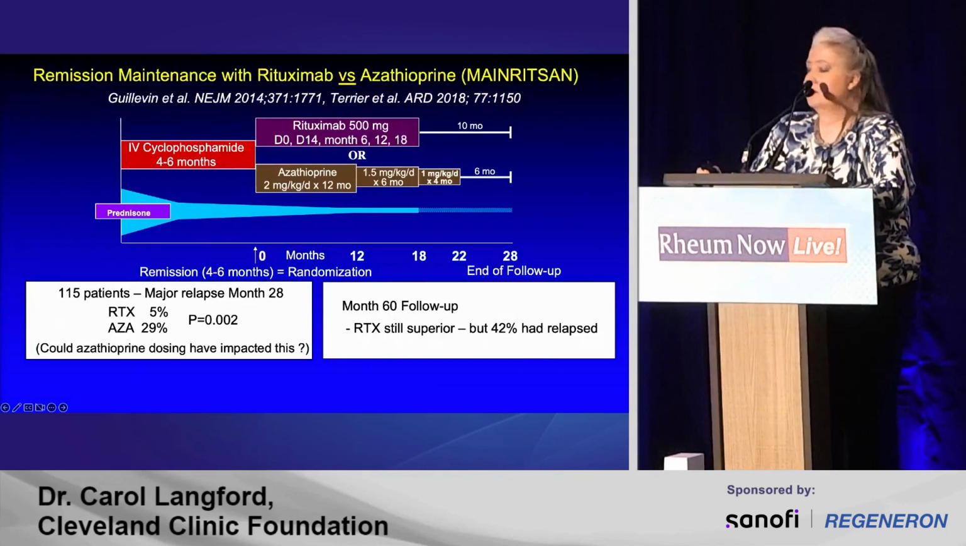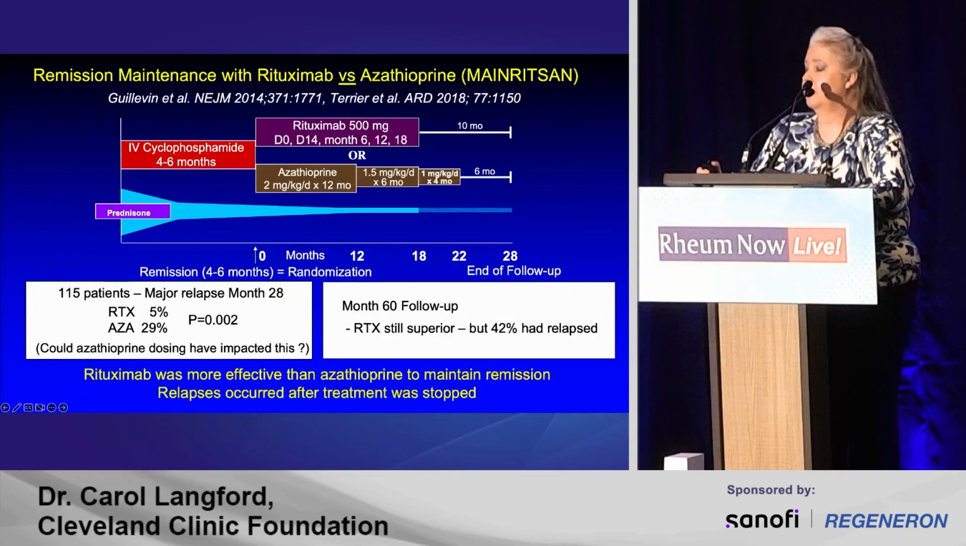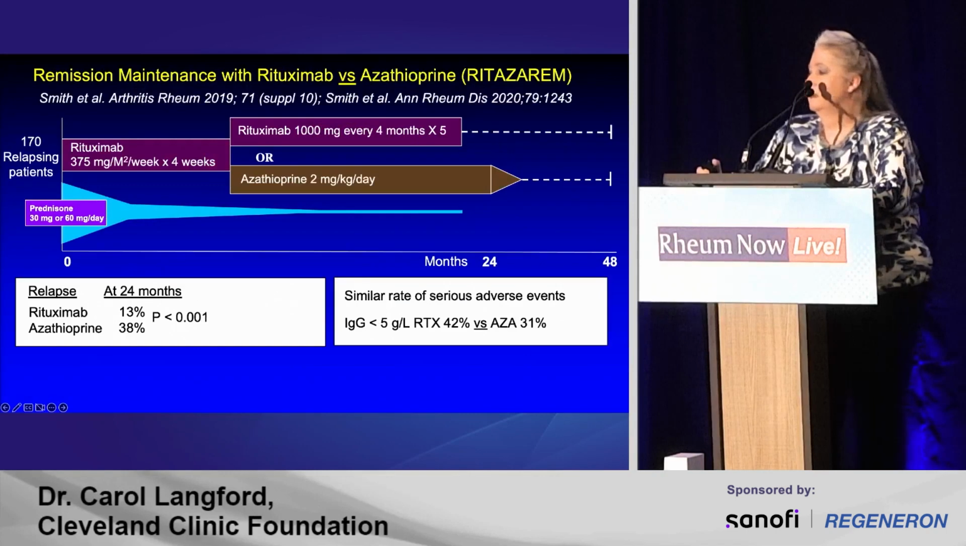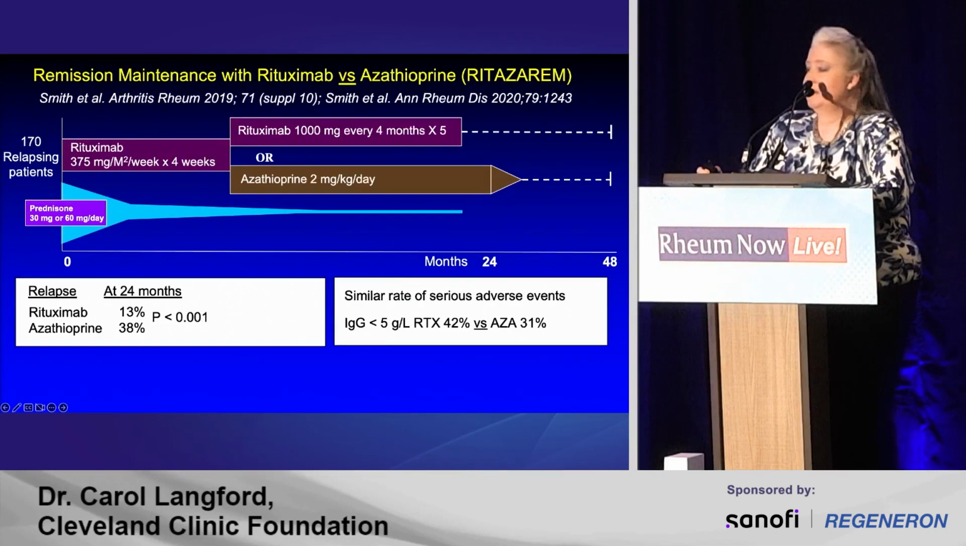In an important long-term study at month 60 follow-up, while rituximab was still superior, 42% had relapsed after treatment discontinuation, demonstrating that rituximab was more effective than azathioprine to maintain remission, but relapses still occurred after treatment was stopped. Another randomized trial examining rituximab for maintenance compared once again against azathioprine, but this time after rituximab induction, similarly found rituximab was associated with a lower rate of relapse.